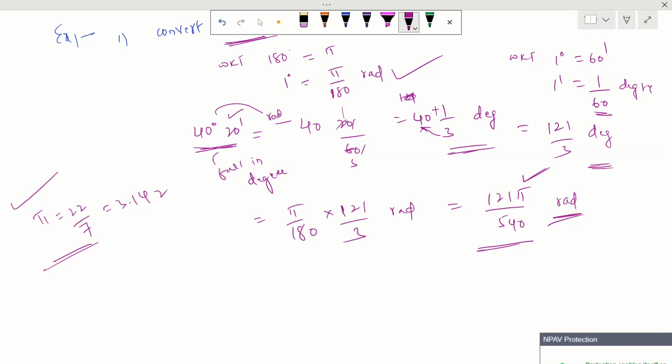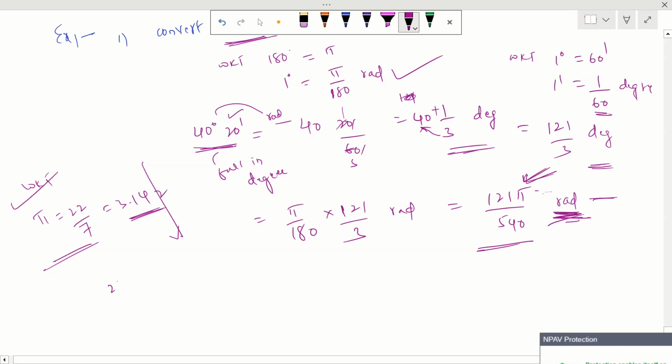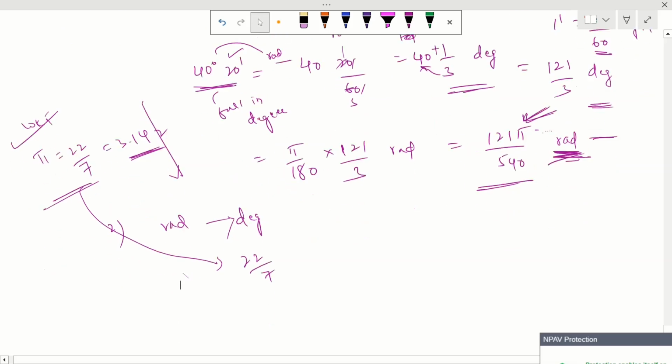So pi is 22 by 7, which means 3.142. We know that pi is equal to 22 by 7, that is 3.142. But here we don't have to put the value. We don't have to put the pi value in a radian, because pi's meaning itself is radians. But when we are converting radian into degree, here we have to put the value of pi. We will see that by example.